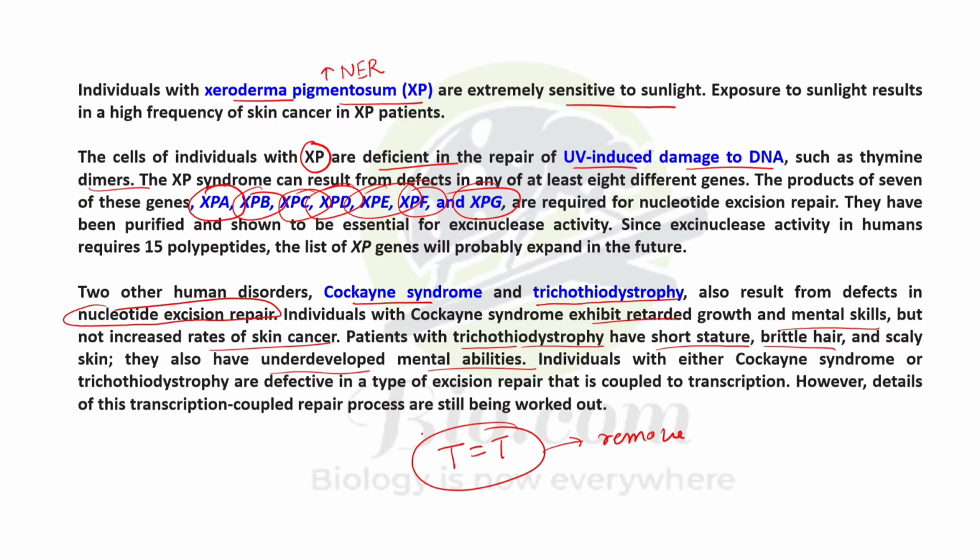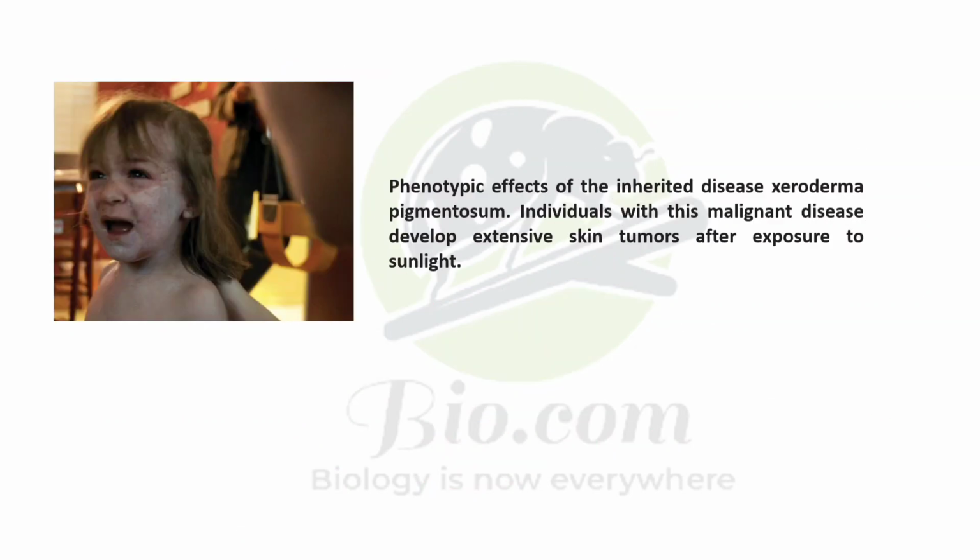So if there is a defect in NER, which diseases can occur? The first one is xeroderma pigmentosum, the second one is Cockayne syndrome, the third one is trichothiodystrophy. Any one of trichothiodystrophy, Cockayne syndrome or xeroderma pigmentosum can be asked. Individuals with Cockayne syndrome and trichothiodystrophy are defective in a type of excision repair that is coupled to transcription. However, the details are still to be worked out.